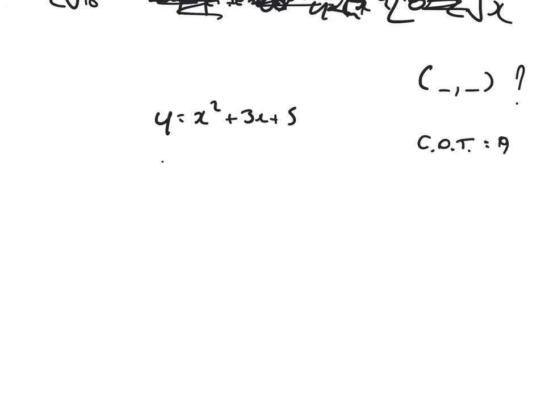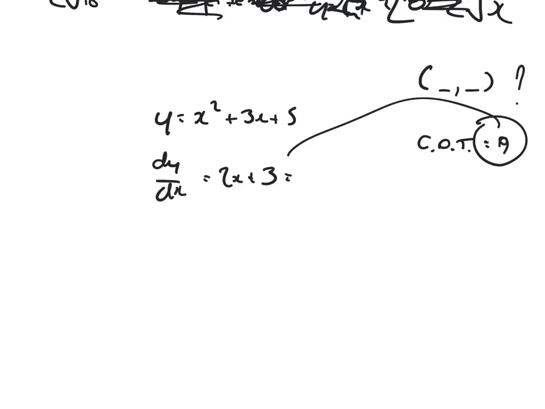Okay, let's try another one like that. Find the point of contact on the curve y = x squared + 3x + 5 at which the gradient of the tangent equals 9. So remember, the gradient of the tangent is what I get when I differentiate. So that's 2x + 3, and I'm told that that is equal to 9. So 2x = 6 and x = 3.